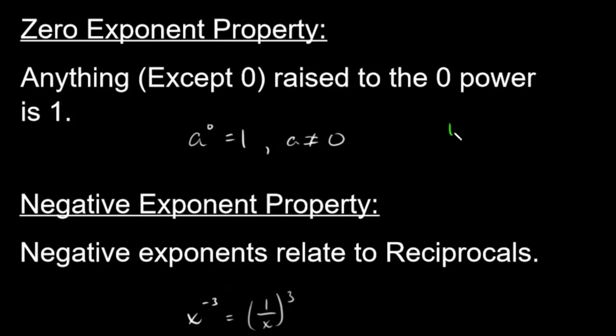Okay, so like 1 to the 0 is 1. 2 to the 0 is 1. 5 to the 0 is 1. 15 to the 0 is 1. All right, so that's the idea here.